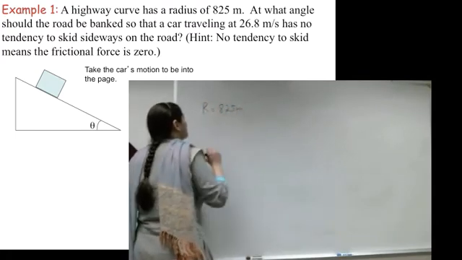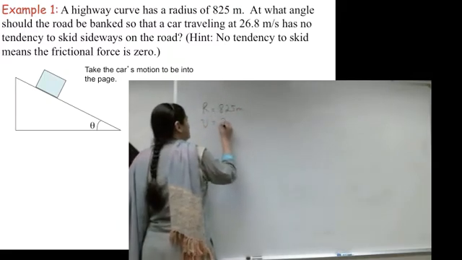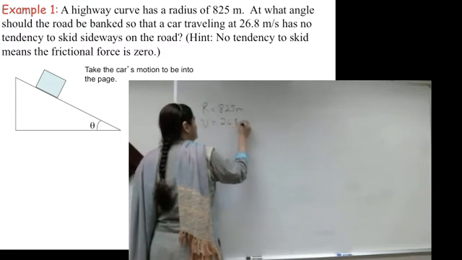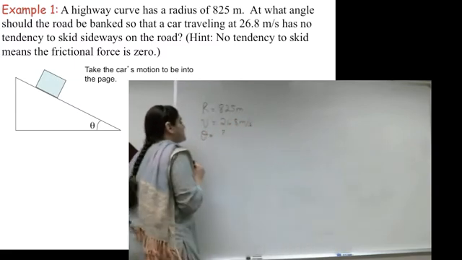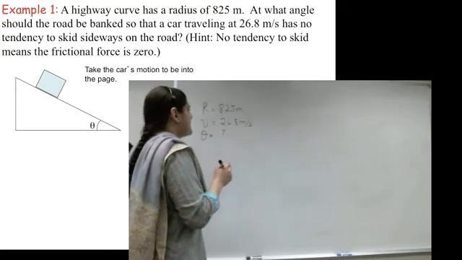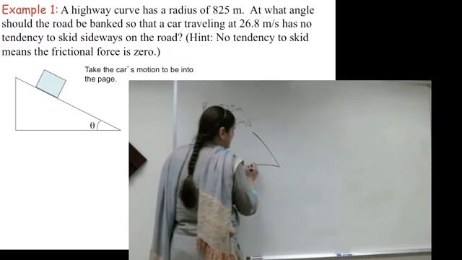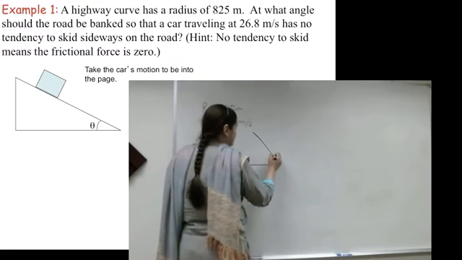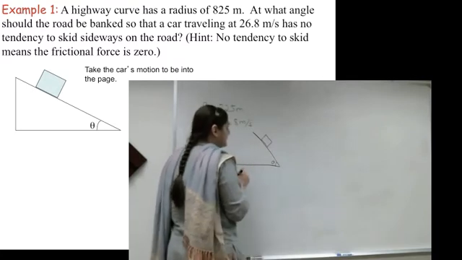825 meters is my radius of curvature. My car is traveling at 26.8 meters per second, and I need theta. Okay? So I'm going to draw a picture, because that's what I always start with, where theta is this angle, and here's my car that's moving forward.